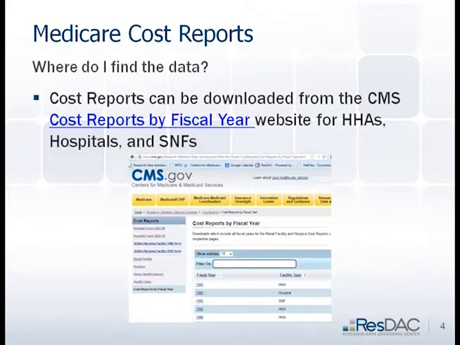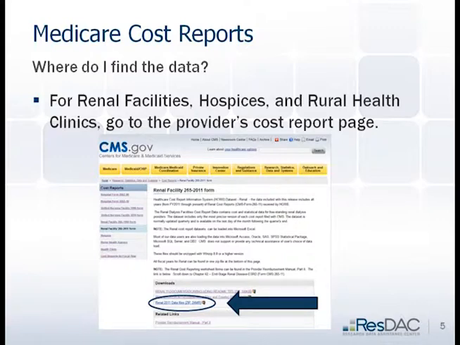So let's take a look at the cost reports by fiscal year and that area of the CMS website. And again, this is for home health agencies, hospitals, and skilled nursing facilities. This is just to show you where you would find the downloads for the other facility types that have smaller files. It's within the download section.